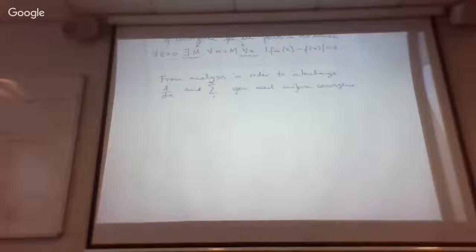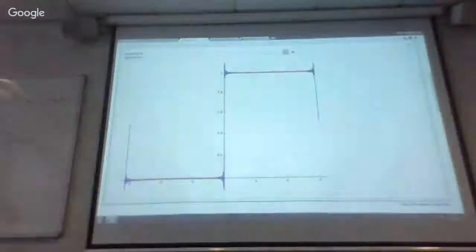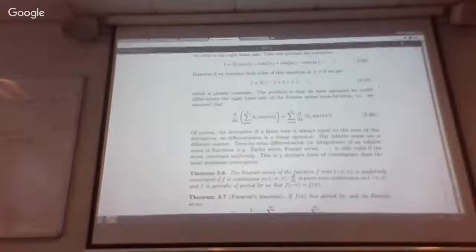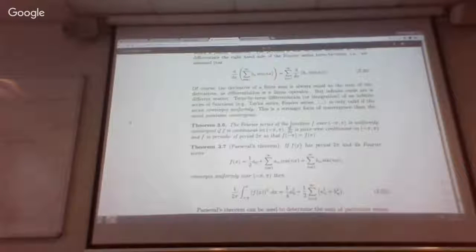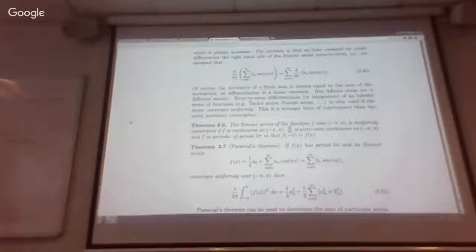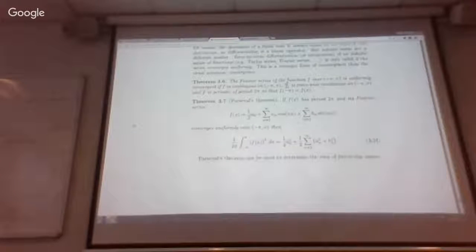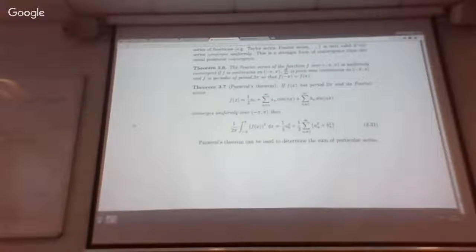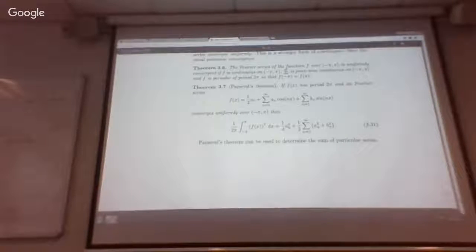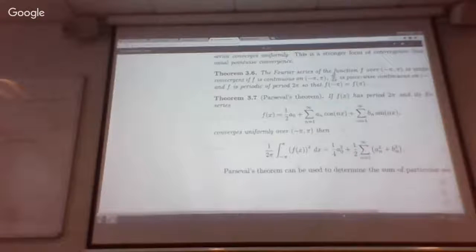So if we return to the notes now. This theorem 3.6, which we're not going to prove, but we're just going to take the information from it, this gives you conditions for recognizing when the convergence will be uniform.